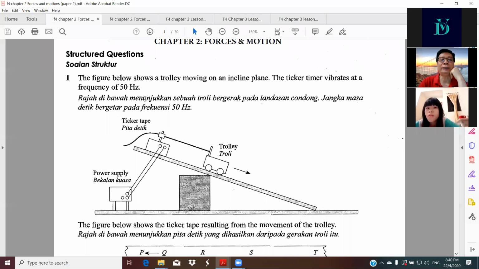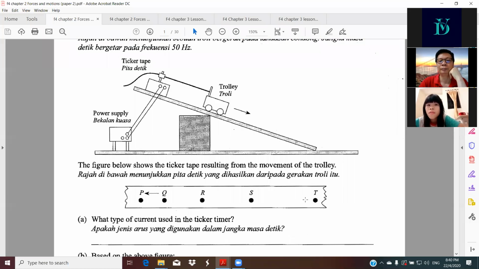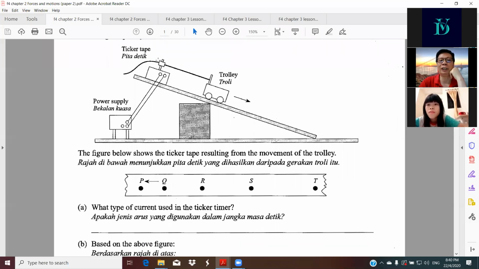Right. The question is like this. This is a trolley moving down the inclined plane, right? The ticker timer vibrates at a frequency of 50 Hertz. This is a ticker timer for this moving trolley. Question A. What type of current is used? You know the answer or not? What type of current is used in a ticker timer?